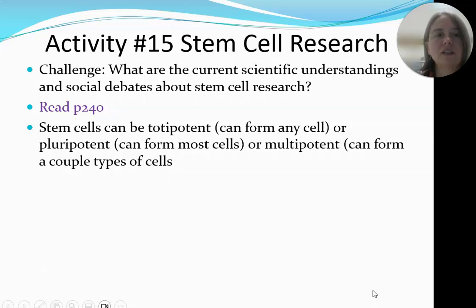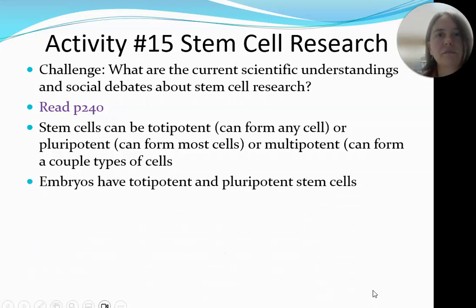Please write down, stem cells can be totipotent, form any kind of cell. You have the potential to be anything. Or pluripotent, which means you can form most cells. Or multipotent, which means you can form a couple of different types of cells. And these are stem cells. Remember, once it's a specialized cell, it can only be one thing.